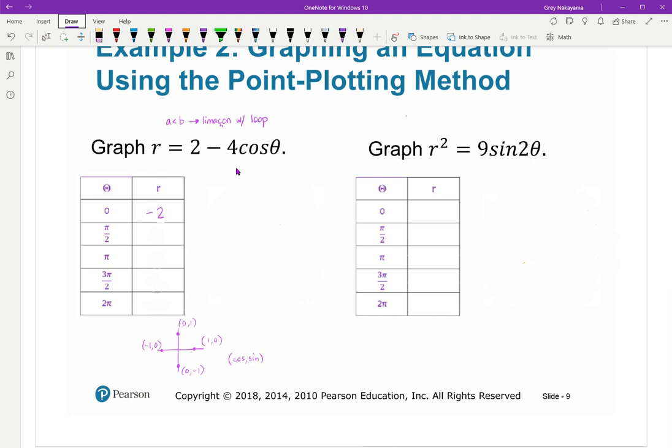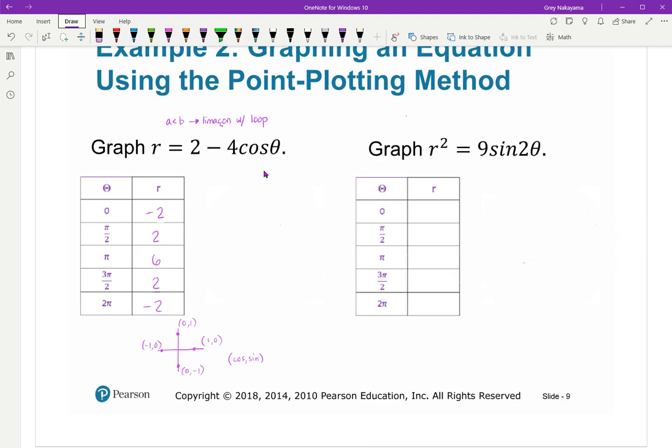You can write it out if you want to, plot it, make a table. Pi over 2, cosine is 0, so 2 minus 4 times 0 is going to be 2. And then at pi, it's -1, so 2 minus 4 times -1 is 2 plus 4, which is 6. At 3 pi over 2, we're going to have 2 again. And at 2 pi, we're going to have the same thing as 0.